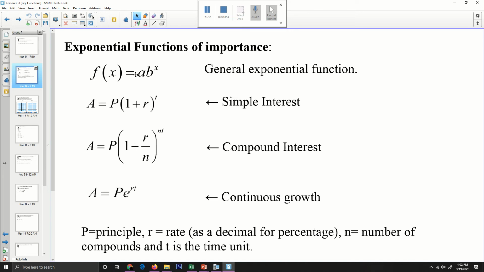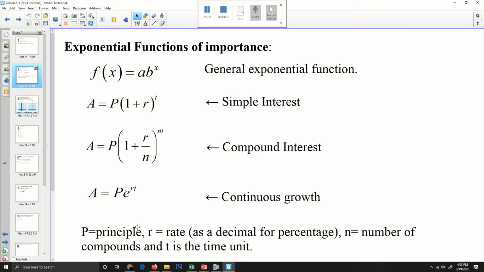You'll notice here's my f of x, here's my a, this quantity here is my b, here's my x. Same thing with these. There's my f of x, there's my a, this quantity here is the b, and this is the x. There's your f of x, there's your a, e is the b, and this rt is the x in that.